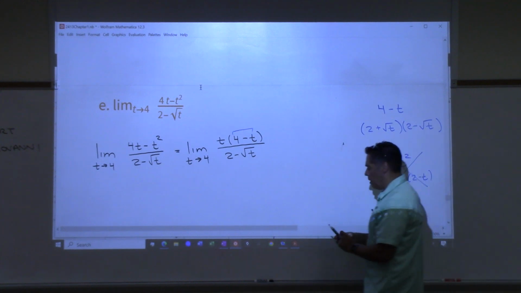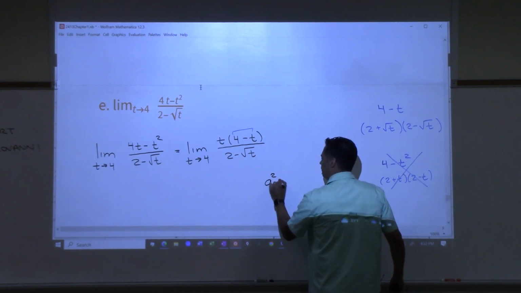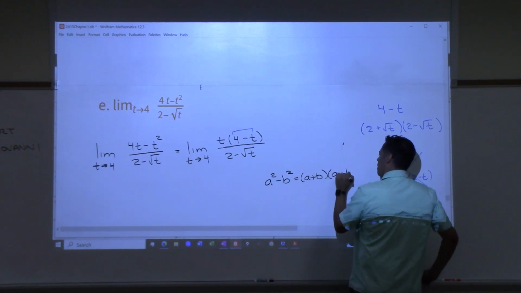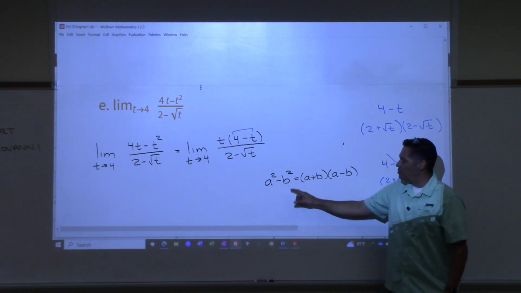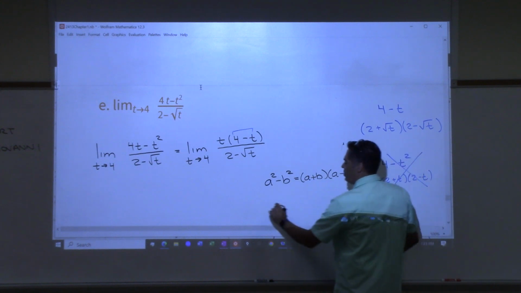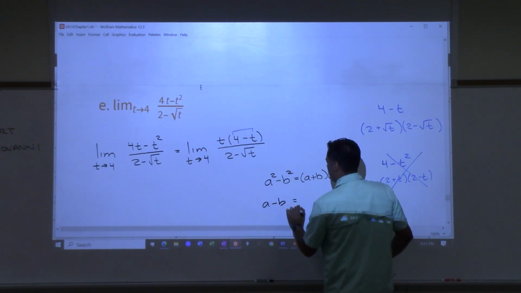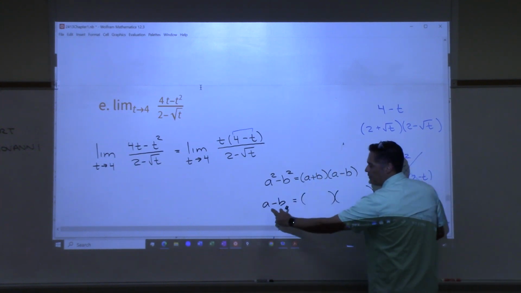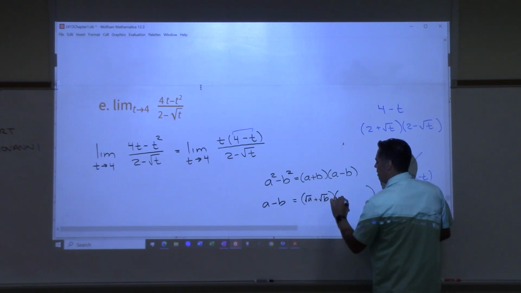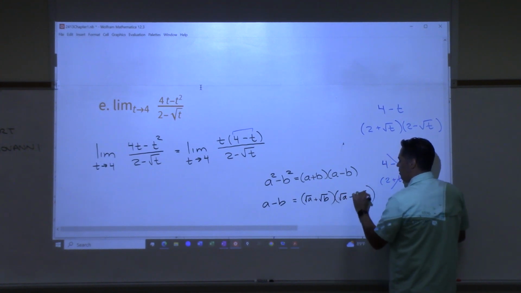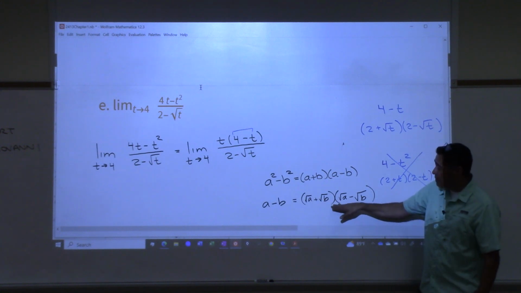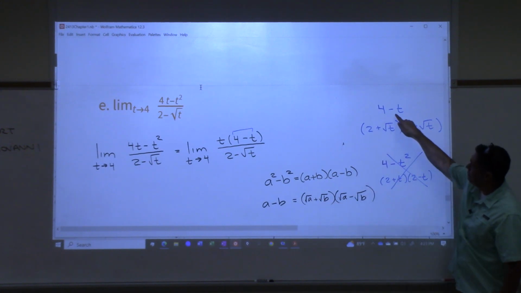Another way I can say it is this way. In college algebra, you learn this. This is the formula you learn in college algebra. Difference of squares. If you have a squared minus b squared, it's a plus b times a minus b. You could also have done this. That is a difference of squares, even though it doesn't look like it. It's the square root of a plus the square root of b times the square root of a minus the square root of b. That's equivalent. This is also a difference of squares. So that's basically what I used here on this.